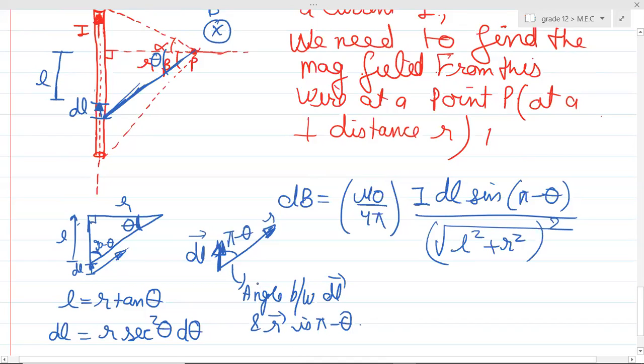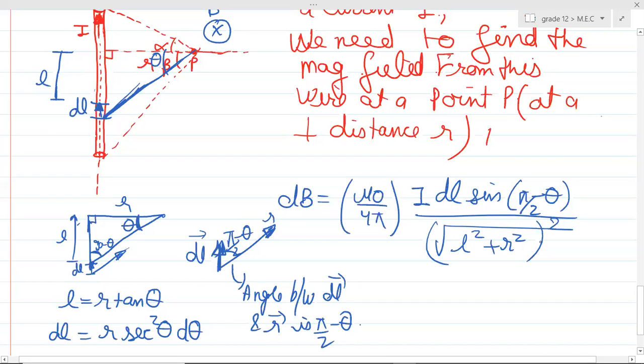Is this clear? So isn't it pi by 2 minus theta? Sorry, my bad. Pi by 2 minus theta, 90 minus theta, right? So this will also be 90 minus theta. Yes or no? And this distance from the dl vector to that point, by Pythagoras theorem, will it be under root of L square plus R square? So under root of L square plus R square, whole square, because it was. Are you getting my point, guys?